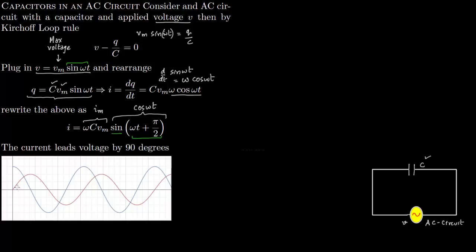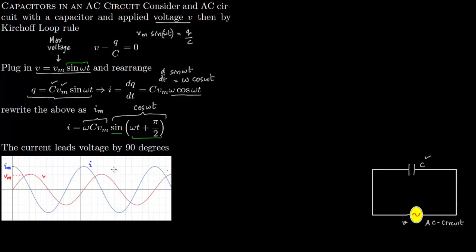We can see this in the diagram here. The voltage is given in red. This is the instantaneous voltage, and this is the maximum value of the voltage. The graph in blue gives you the current, and this is the maximum value of the current. So current is leading voltage by 90 degrees.